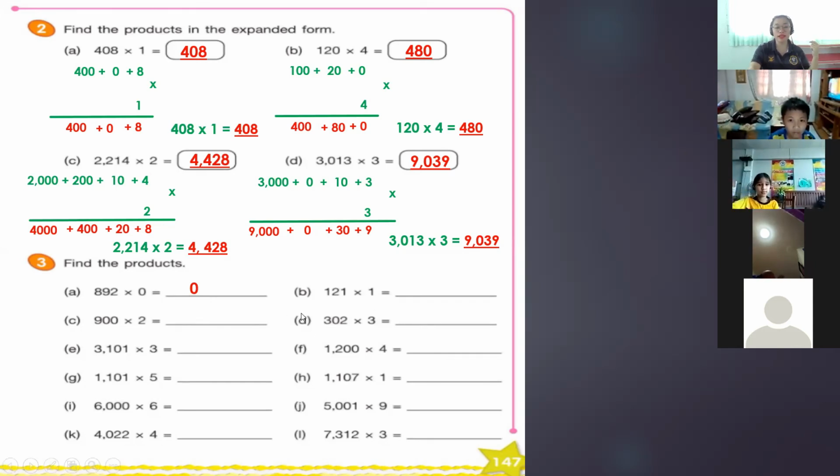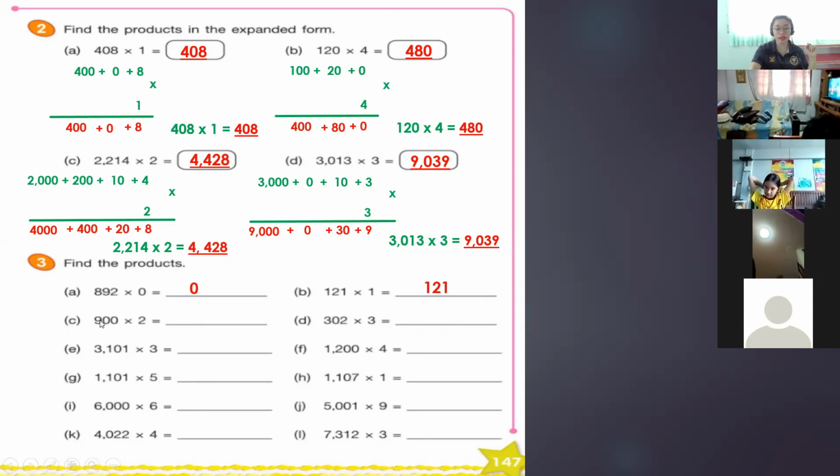Next is letter B. We have 121 multiplied by 1. 1 times 1 is 1. 1 times 2 is 2. 1 times 1 is 1. So the answer is 121. Everything that we multiply by 1 stays the same. It will never change.